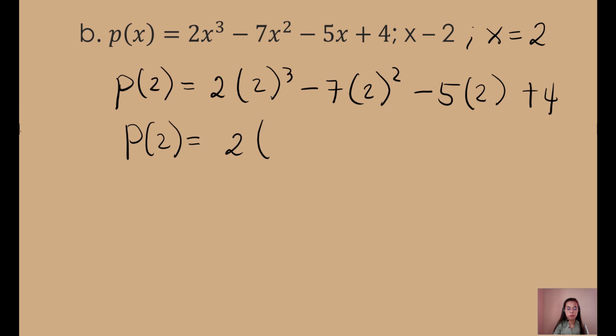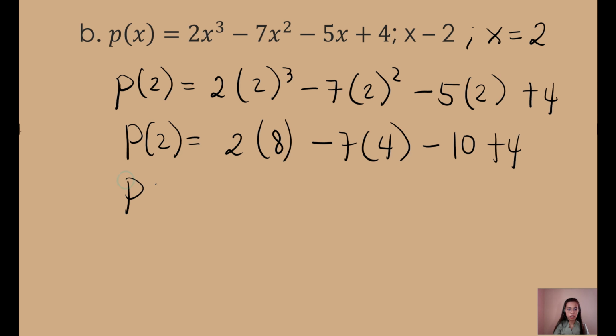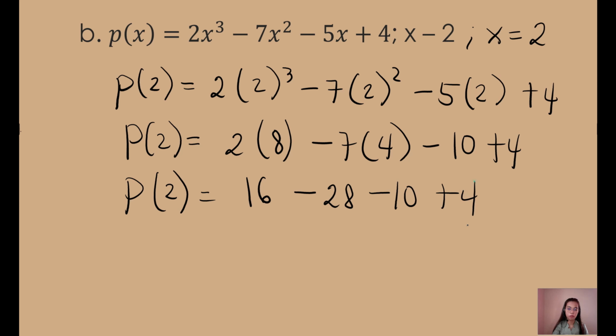Then we have P of 2 is equal to 2 times 2 cubed, which is 8. So 2 times 8 minus 7 times 4 minus 10 plus 4. Then we have P of 2 is equal to 16 minus 7 times 4 is 28 minus 10 plus 4. Now we have P of 2 is equal to 16 minus 28 minus 10 plus 4. That is equal to negative 18.